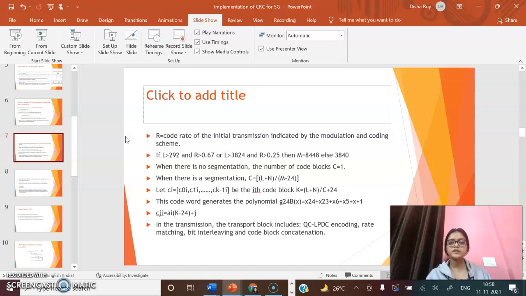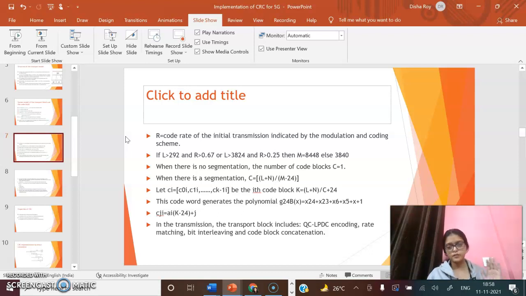When there is no segmentation, the number of code blocks C equals 1, and when there is segmentation, C equals (L plus N) by (M minus 24). So Ci is the ith code block, and then K is (L plus N) by (C plus 24). This code word generates the polynomial. Okay, so here Cj to the power i equals Ai, K minus 24 plus J.